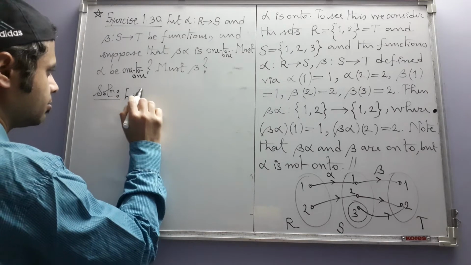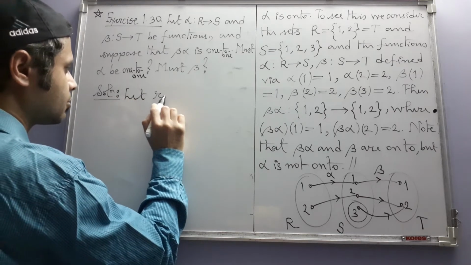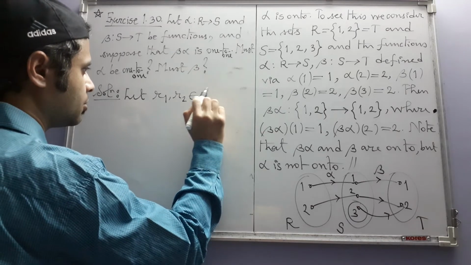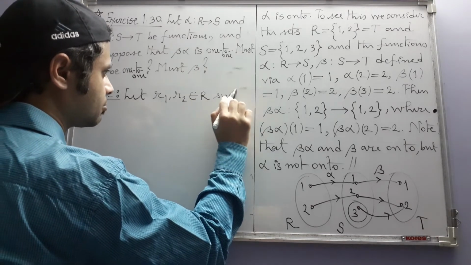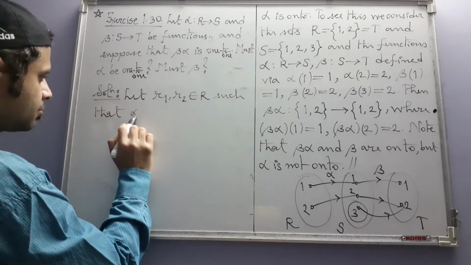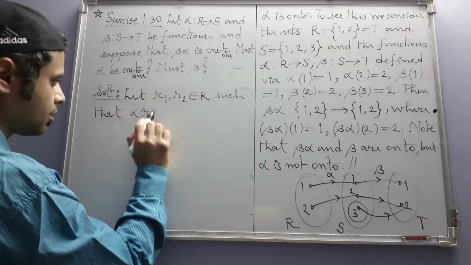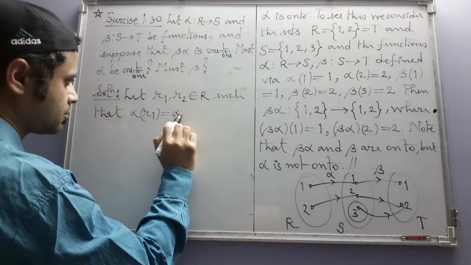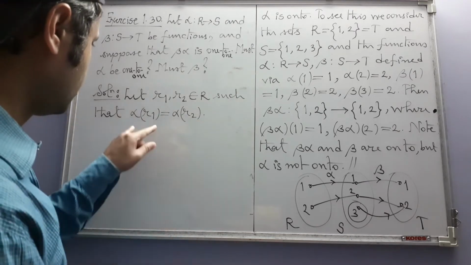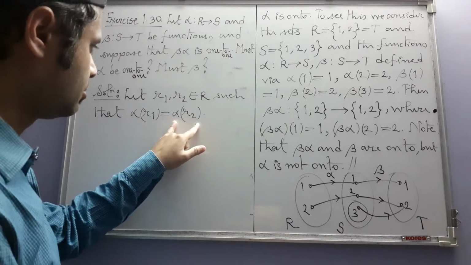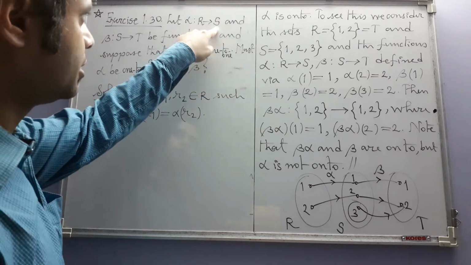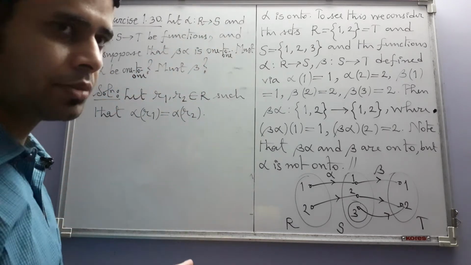So let R1 and R2 belong to R such that their alpha images are the same. Now look at these two elements. They are elements where? Elements in S, and they are the same element.